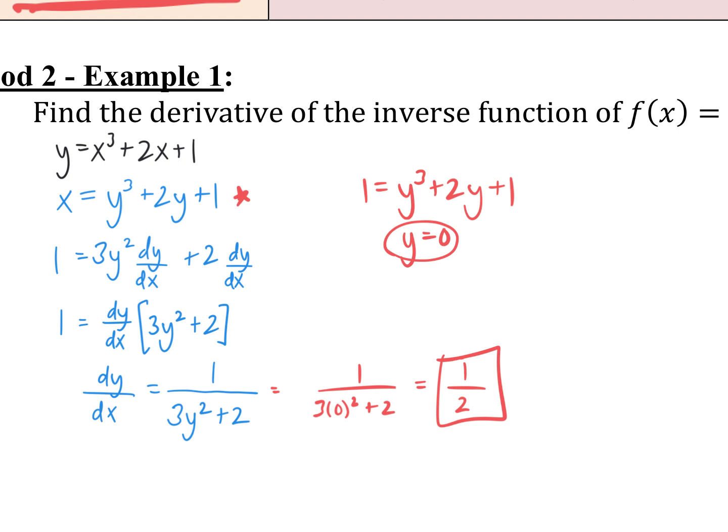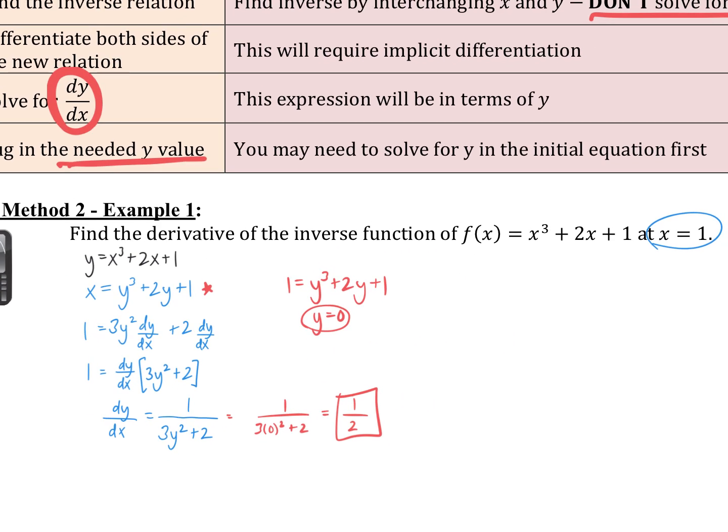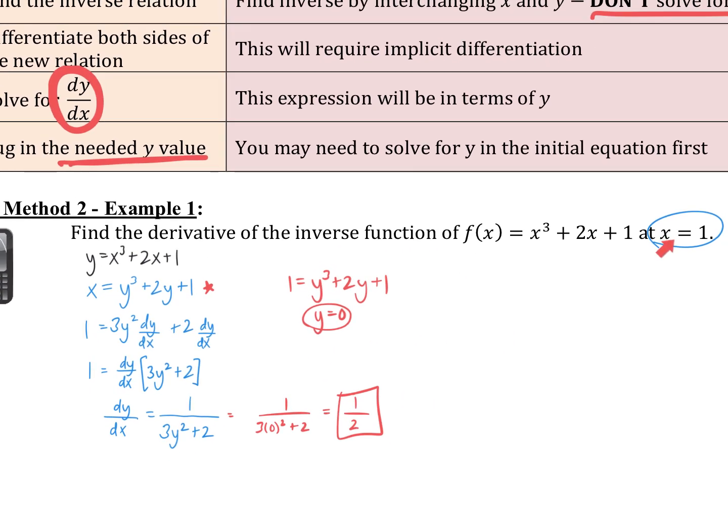Okay, so we found the derivative of the inverse. That's what that dy dx was. But then I was given an x value. It said x equals 1, but I need to have a y value to plug in. So I plugged my x equals 1 into my inverse function to solve for the y. The tricky part where people get messed up is they want to plug the 1 into the function. I want to know what is the y value when x is 1 of my inverse, right? So I got to plug it into the inverse function to solve. All right, let's look at the next one here.